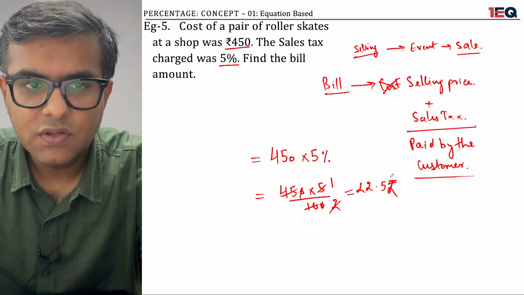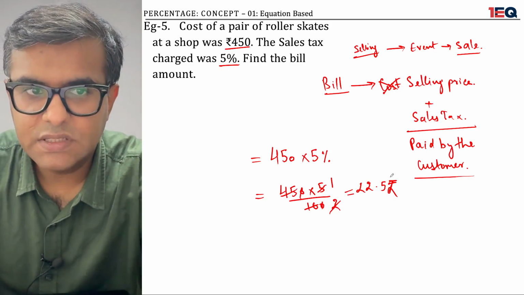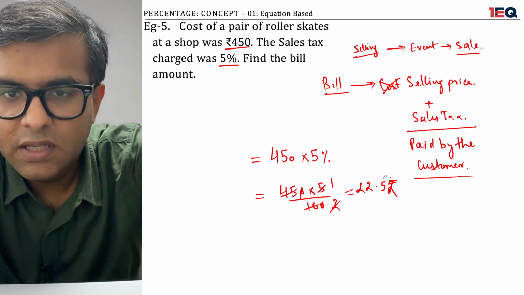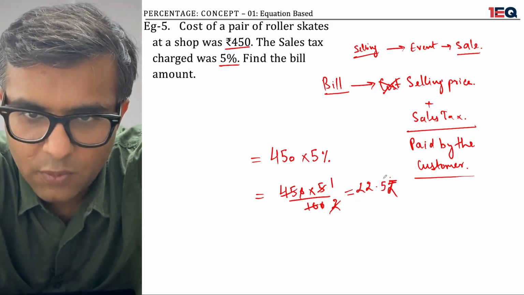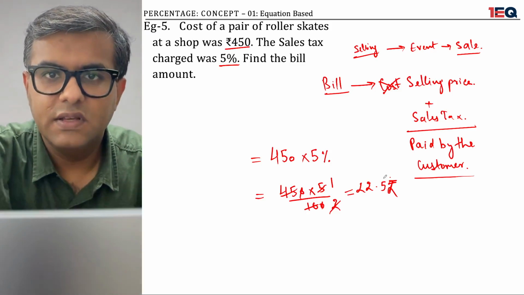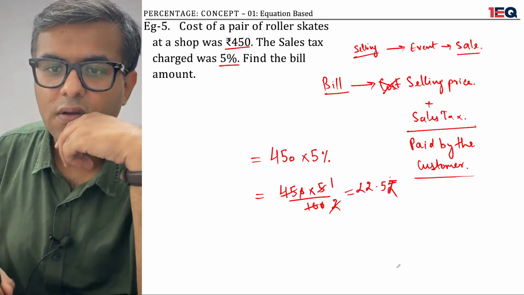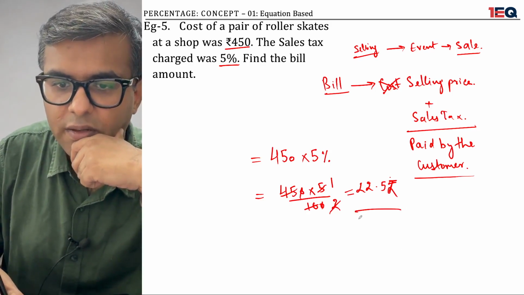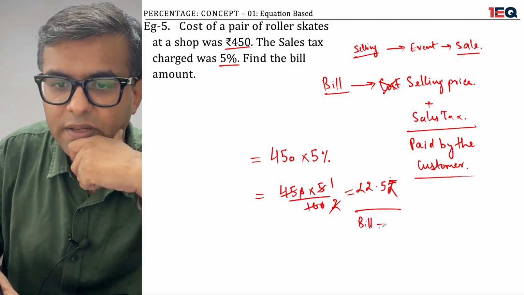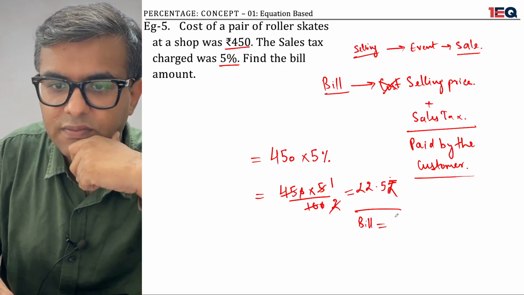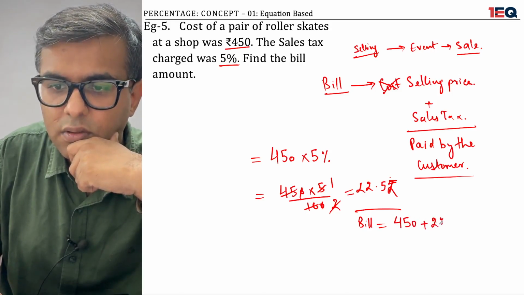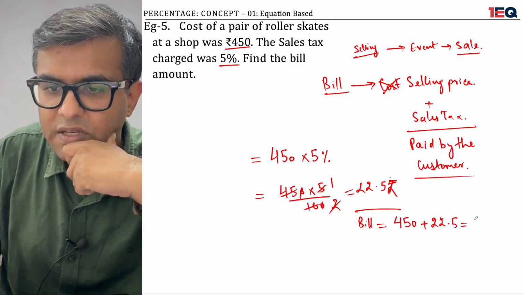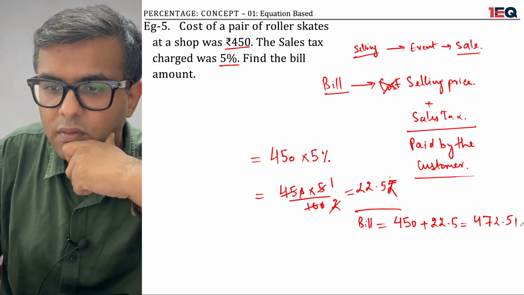The extra money which is being charged is the sales tax, and the sales tax is 22.5 rupees. This amount of 22.5 rupees will be added in the total bill, and the bill is 450 rupees. 450 plus 22.5 makes it 472.5 rupees.